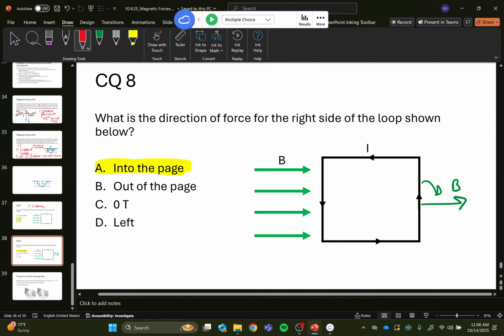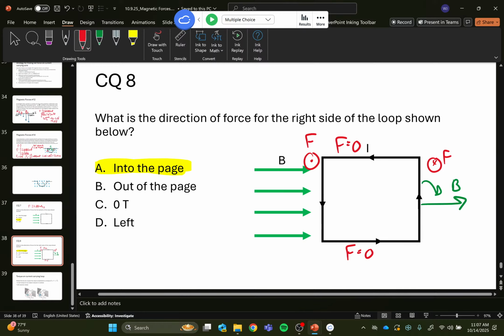So my force on the right side is into the page. Now, I'm going to go ahead and complete all the pieces. On the bottom, the force is 0. On the top, the force is 0. On the right, it is into the page. There's my notation for into the page, that X. On the other side, the current's the other way, so it's going to be the opposite.